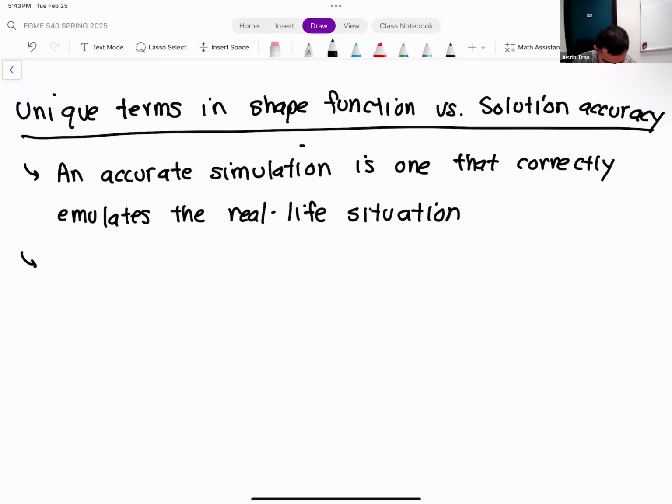Okay. So what does it mean exactly to have more terms in your shape function, and how does that manifest in your solution behavior? Well, more terms in your shape function means that your finite element solution has more ability to capture different kinds of dependencies on the solution.